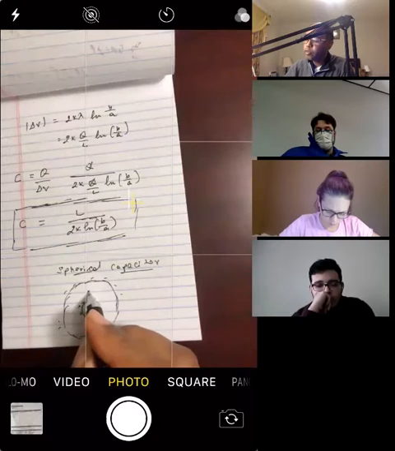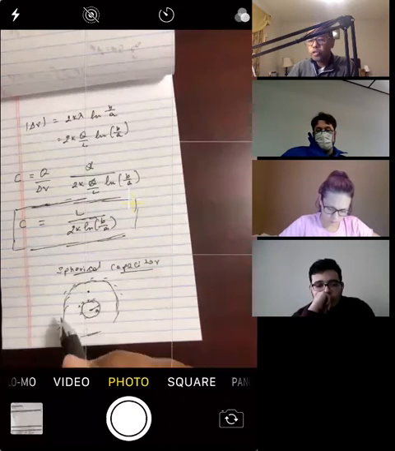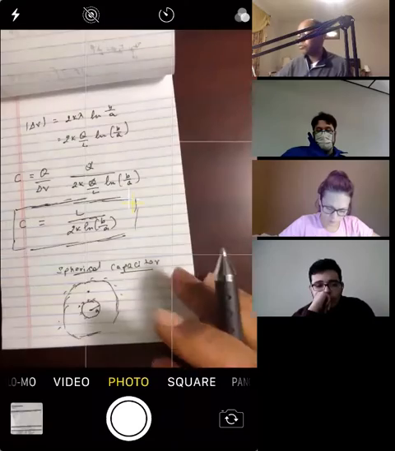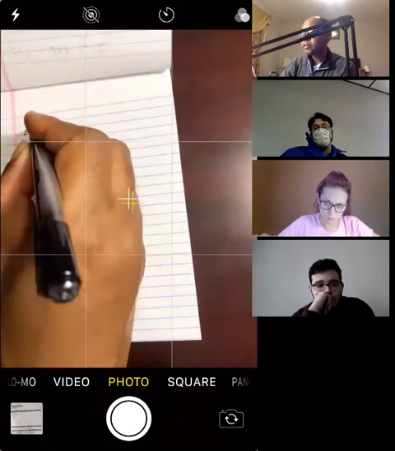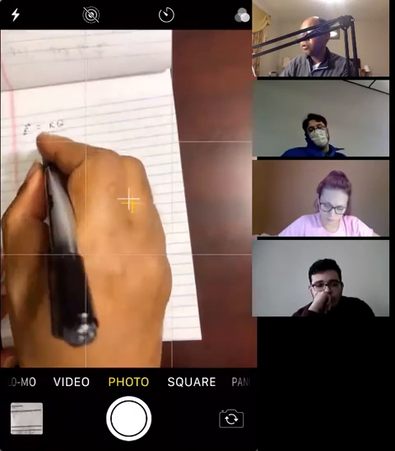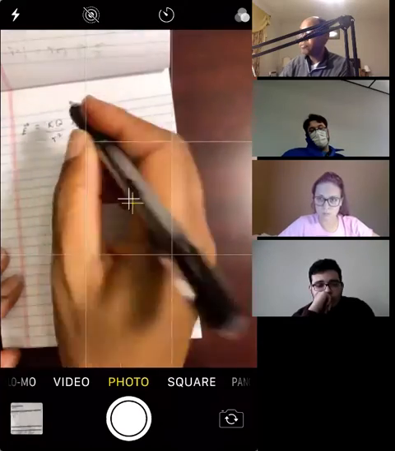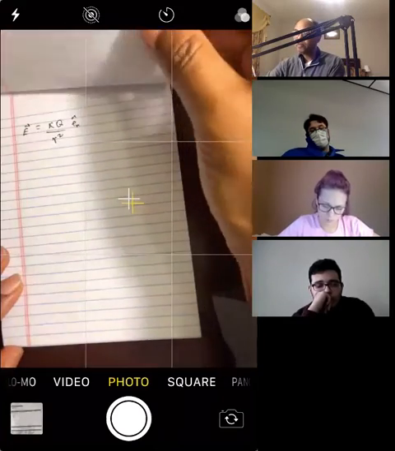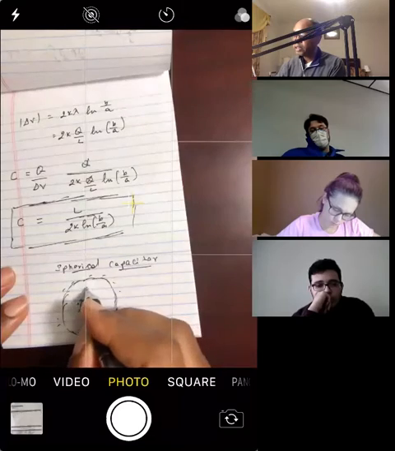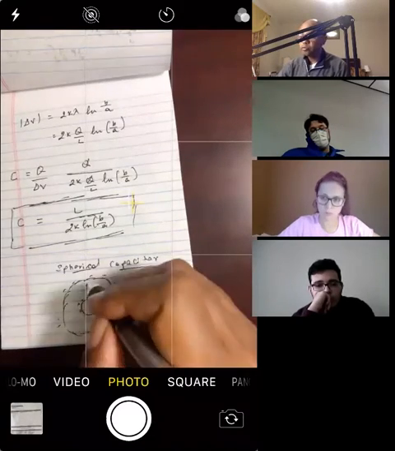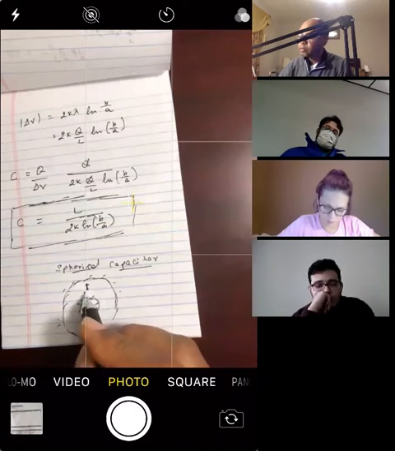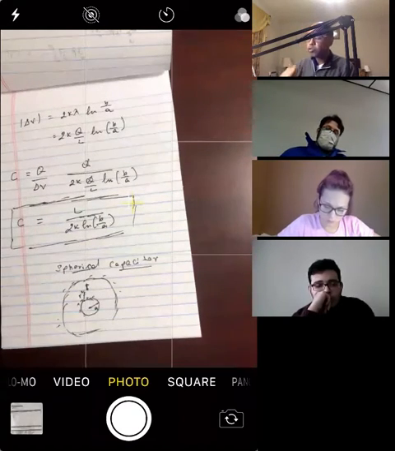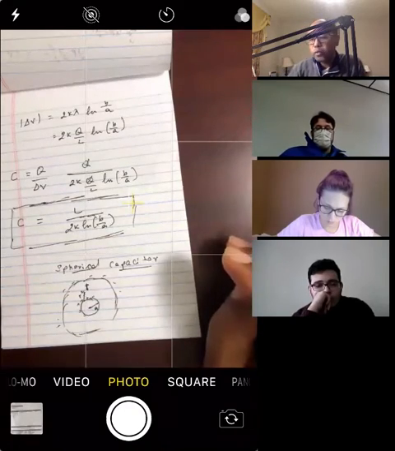If you want to find the value of the field, you can use a Gaussian surface, but we have already done it, so I'll just give you the formula for the electric field. It looks like the electric field due to a point charge: K times the total charge inside, over r squared, in the direction of the unit vector. At an arbitrary point the field is radial, in the direction of the position vector, and inversely proportional to the square of the distance.